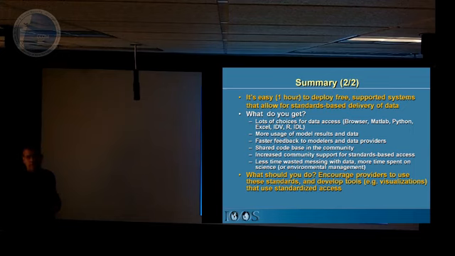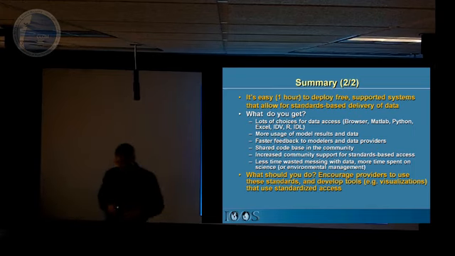Is there a standard location where you can find out where the other THREDDS servers are and the type of data that they're serving? That's a great question.